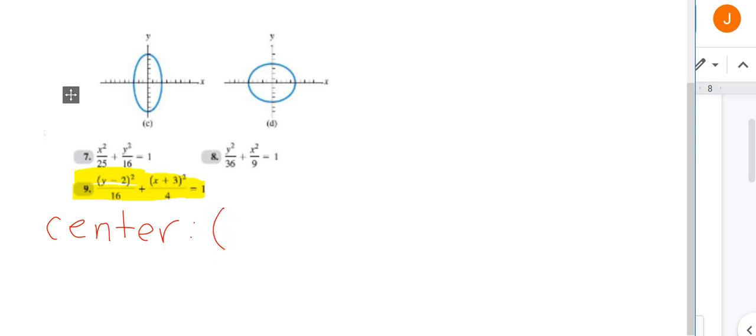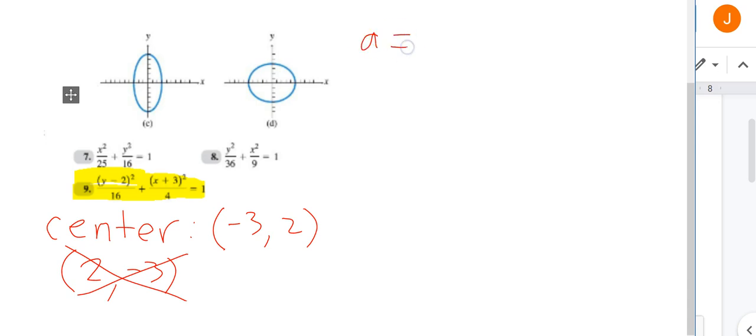All right, so what's the center? 2, -3. All right, so there's the first mistake that a lot of people make. They say 2, -3. Why is that a mistake? It's actually -3, 2. They tricked you because they switched Y and X. How about A? What's A? Square root of 4, right? Which is 2. And how about B, which is the square root of 16?